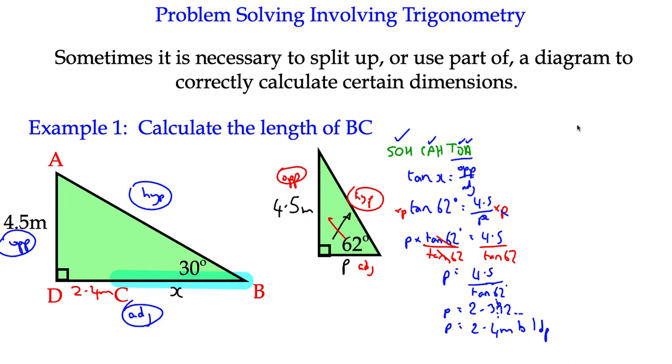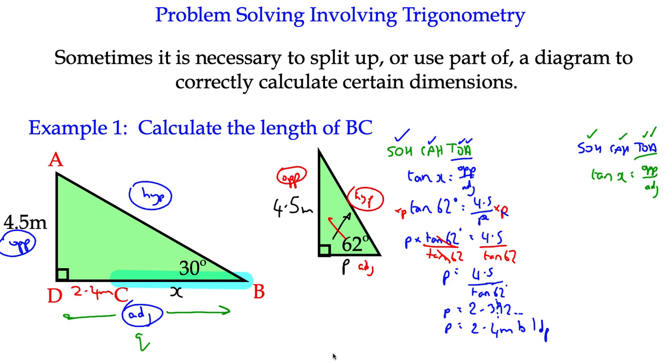So again, I'm going to do it over here. I've got information on the opposite and the adjacent side. Opposite and adjacent, again, it's T for tan. So this time I'm doing tan x equals opposite over adjacent. And what is it I'm trying to work out? I'm trying to work out the adjacent side here. I'm going to call that a different letter. I called that P, so I'm going to call this Q.